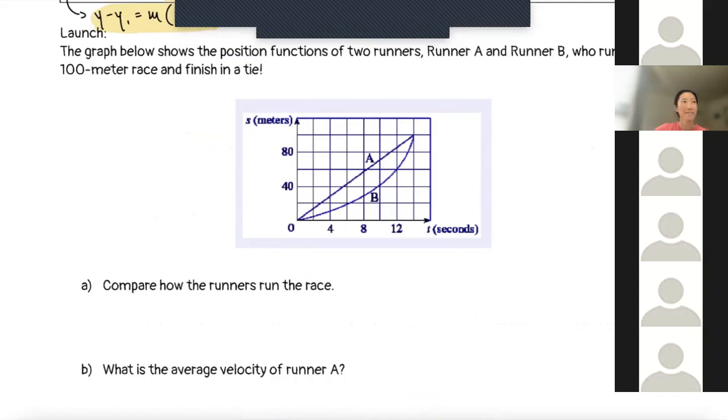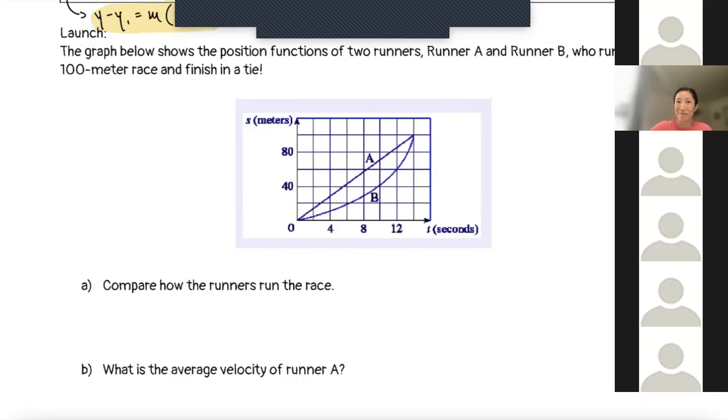Anyone in here either run track in high school or just like to run for funsies? All right. Nice, nice, for exercise.